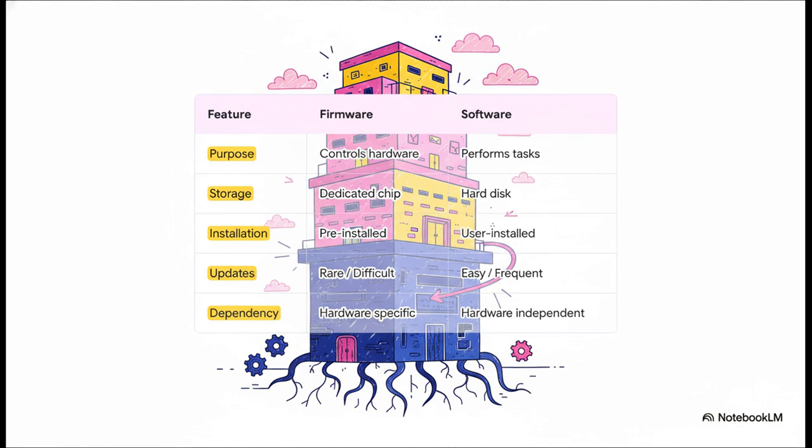This table breaks it all down, but check out the real story here in the updates and dependency rows. Software updates, we get those all the time, they're easy. But firmware updates are super rare and honestly, a little risky. And that's because of dependency. Firmware is custom built for one specific piece of hardware. You can't just take the firmware for a Dell motherboard and try to install it on an HP one. It just wouldn't work. It wouldn't know what to do.